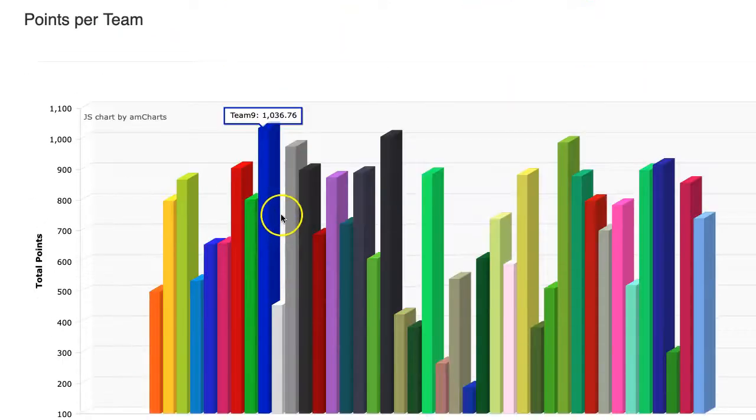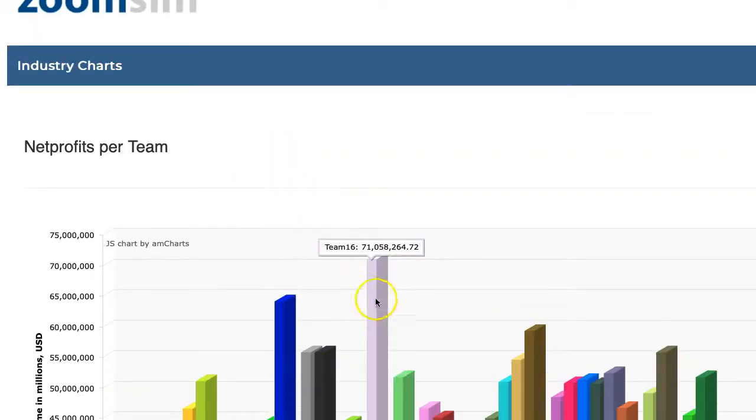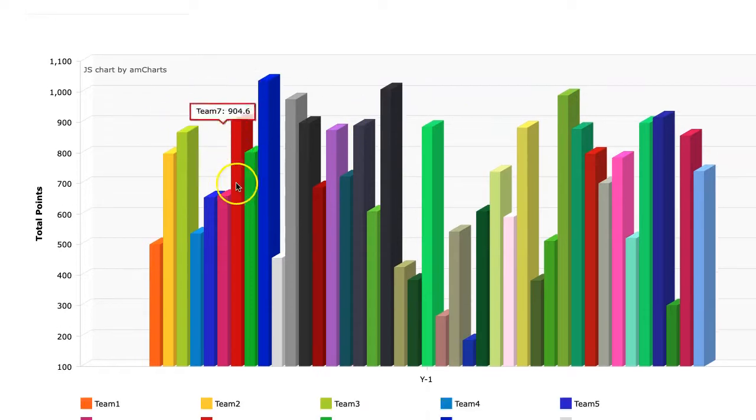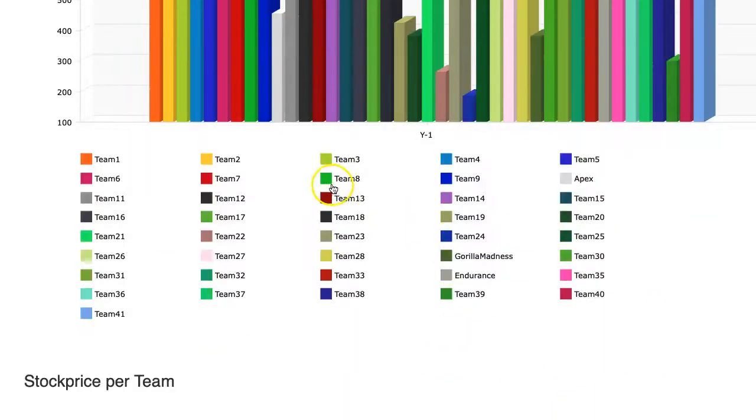Fantastic. Points per round, we have here, again, we see Team 9 and Team 16. And if we look at Team 9, they had the highest points. Okay, Team 16, they had close to 900 points. Team 18, and another team over 900 points. So no one lost points, and most teams came out a big winner this first round.